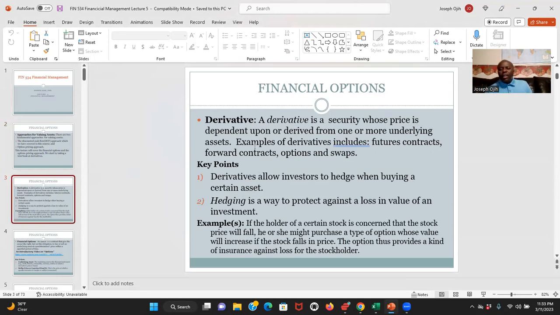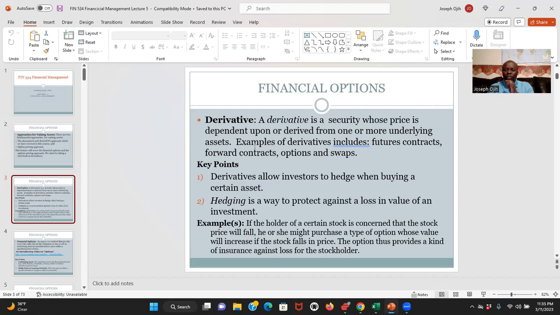Now, what is a derivative? When we say derivative, we are referring to those securities whose price is dependent upon underlying assets. Let me put it in a different way. The value or price of a derivative is derived from one or more underlying assets. The underlying asset can be a stock, it can be a currency. There are many examples of derivatives, but usually they are classified into futures contracts, forward contracts, options, and swaps, such as credit default swaps.